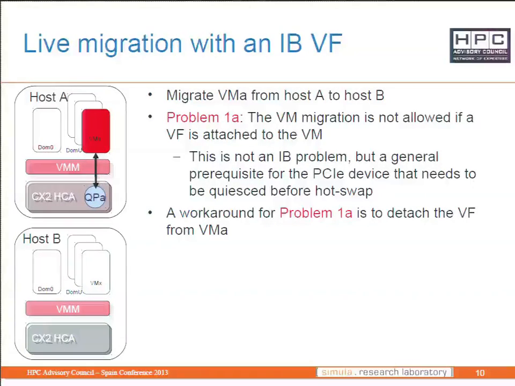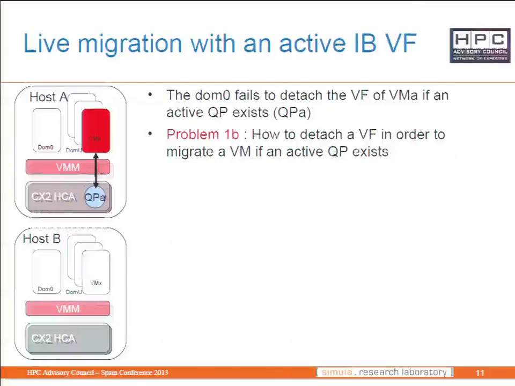Instantly we run into the first problem: we are not allowed to move it if the virtual function is not detached. And this is not an InfiniBand problem per se, but a PCI prerequisite that the device needs to be quiesced before hot swapping it. So a workaround, of course, is to detach the virtual function, right?